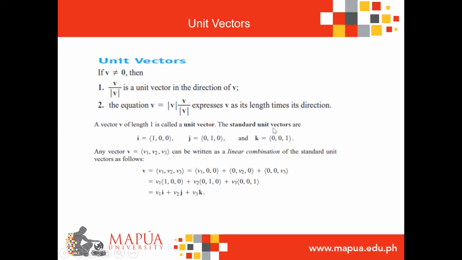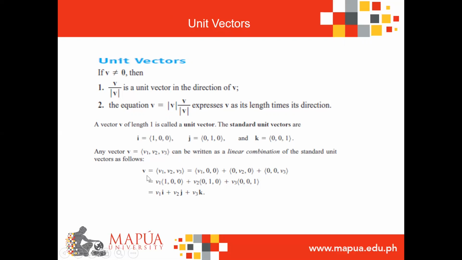The standard unit vectors are i, whose components are 1, 0, 0, j equals 0, 1, 0, and k equals 0, 0, 1. Any vector v whose components are v1, v2, v3 can be written as a linear combination of the standard unit vectors as follows.